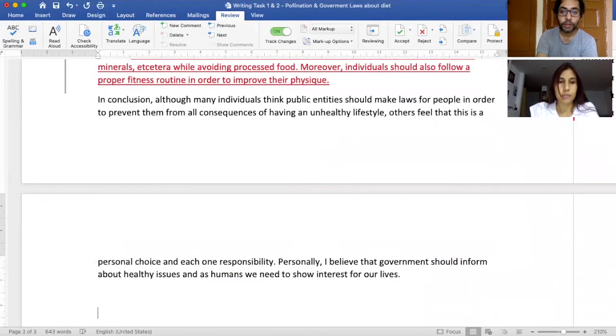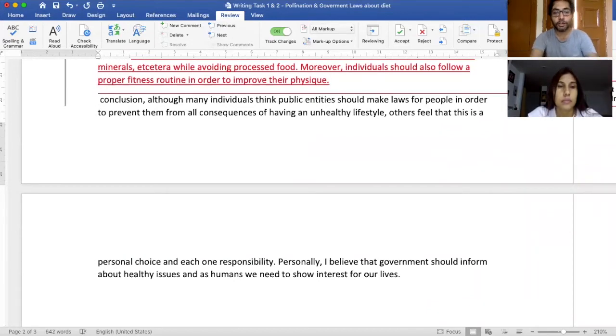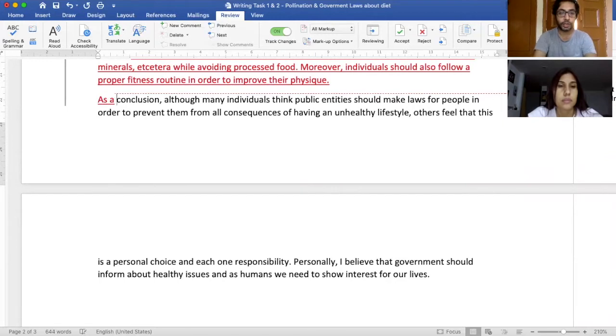So the conclusion we can make a bit small. In conclusion, or as a conclusion, right? I would like to reiterate, or I would like to claim. Yes, public entities is a good word.